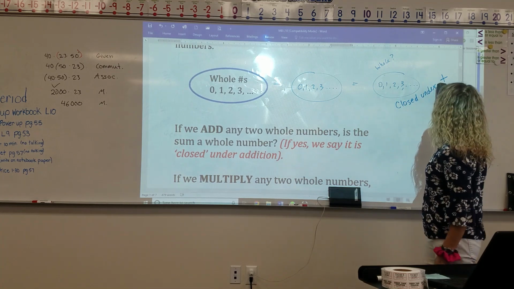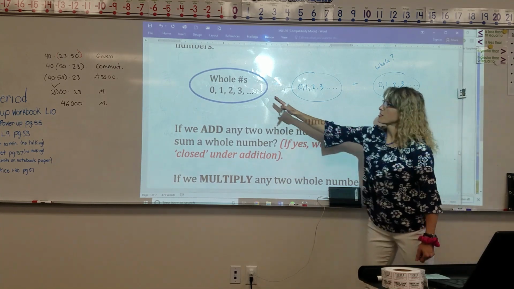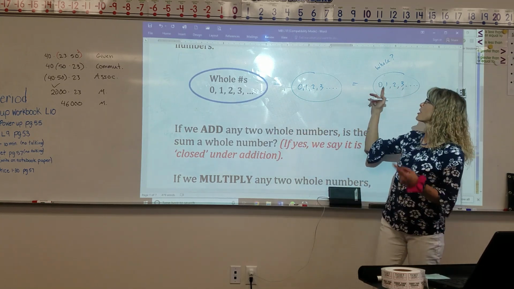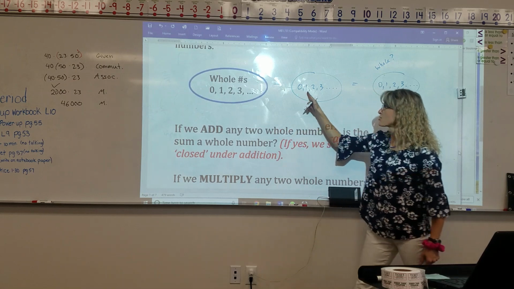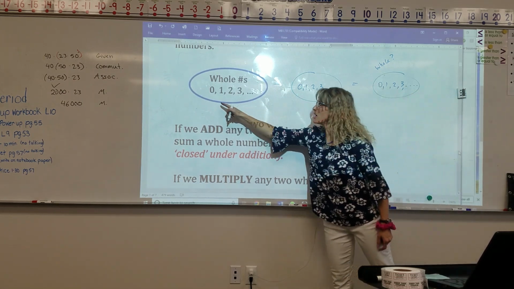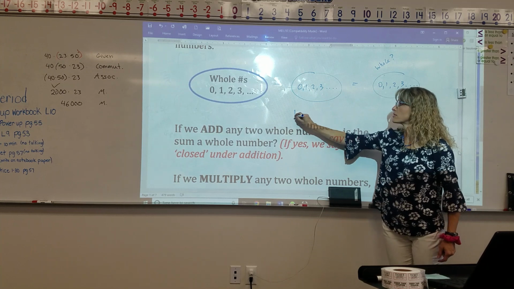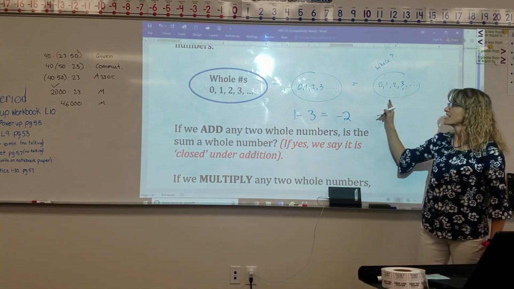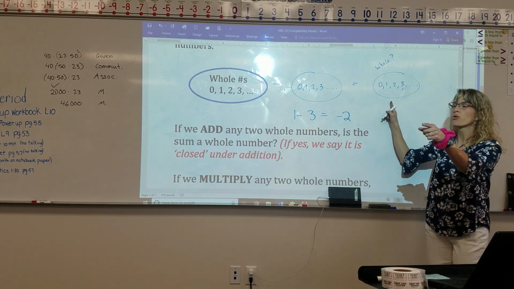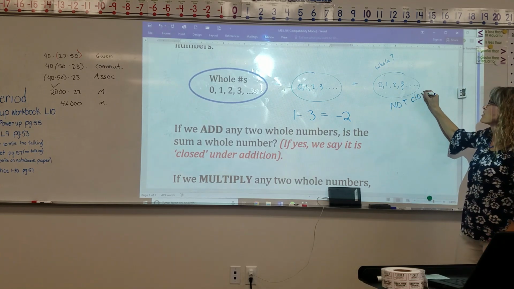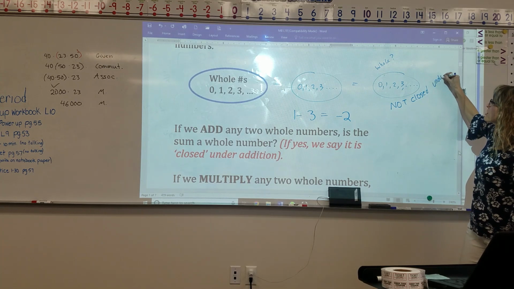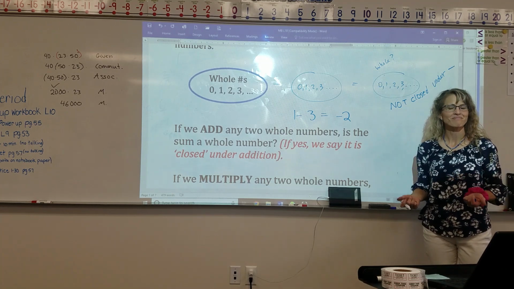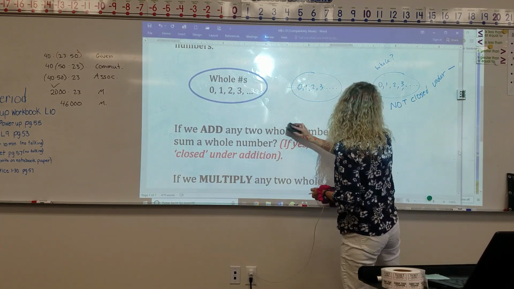Let's try subtraction. If I took any number and subtracted it, will I still get a whole number? Okay, let's say 2 minus 2, that's 0. Sure. 3 minus 1, that's there. 1 minus 3. Is that a whole number? No. Therefore, we say it's not closed under subtraction. What do we say, class? Get ready? Not closed under subtraction. You guys are getting this.